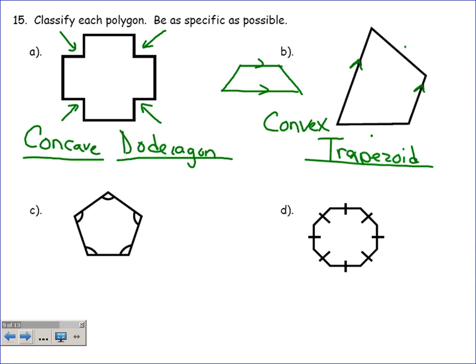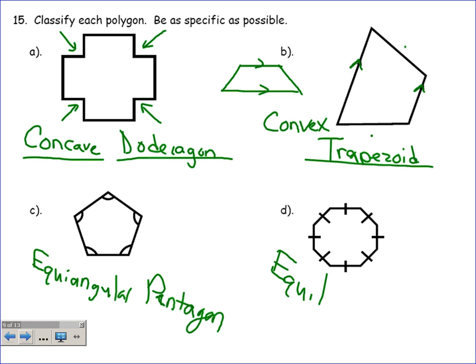I don't want you to say convex or concave because we can be more specific with this. What's going on? Equiangular. Equiangular pentagon. Part D. Equilateral. And how many sides are there? 8. So that'd be an octagon.